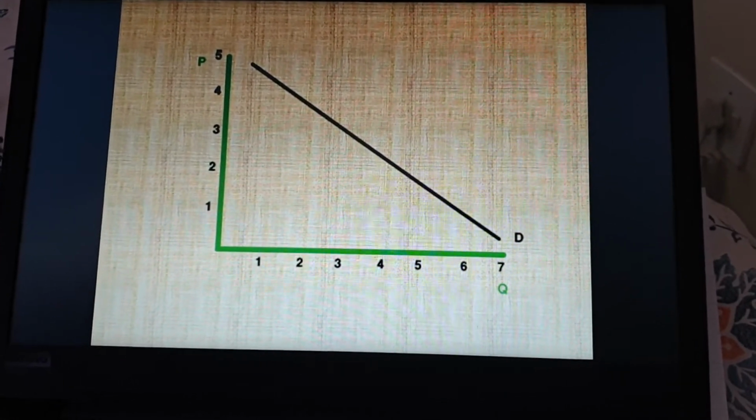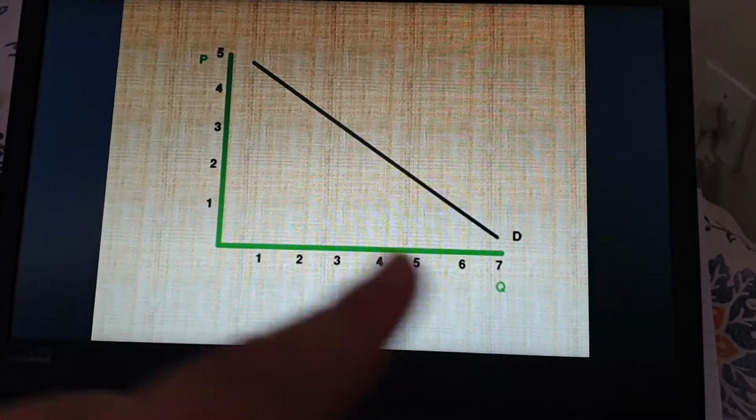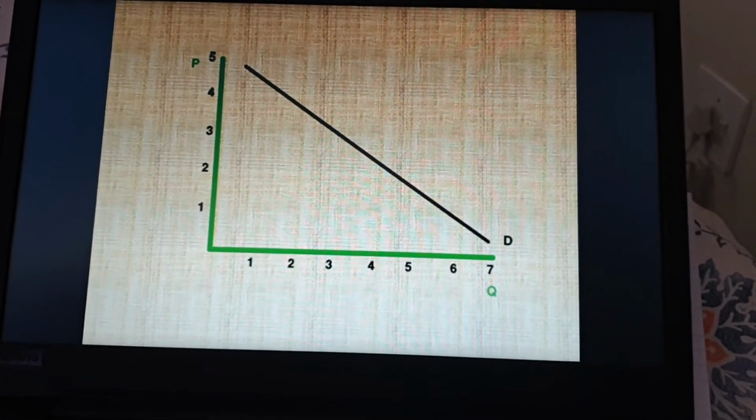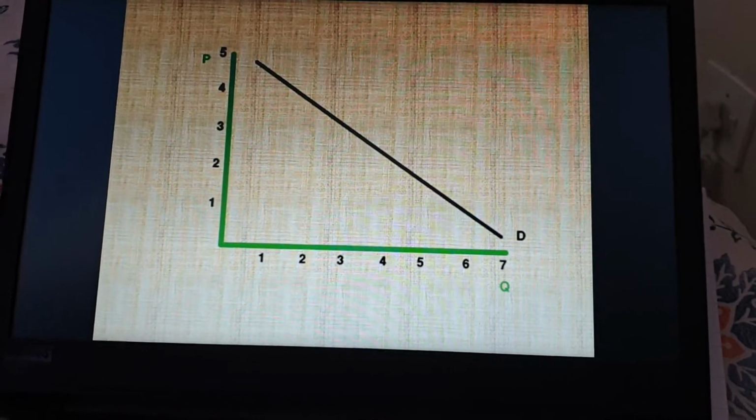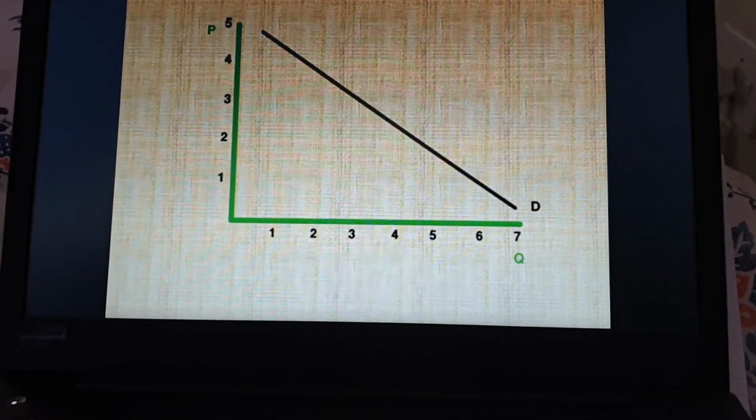Normally they would have given you a table with the quantity and the price, and that's how they constructed this demand curve. But I'm just using it for reference purposes, just to refer back to our previous work so you understand the basic concept of demand again.